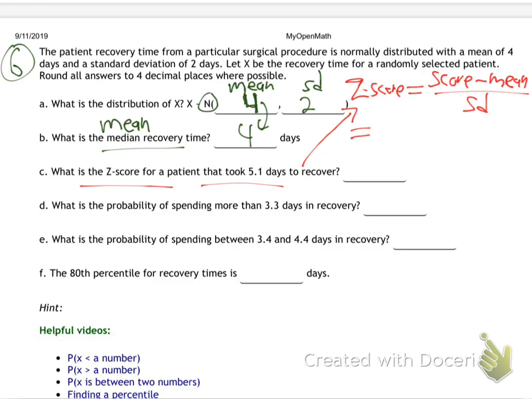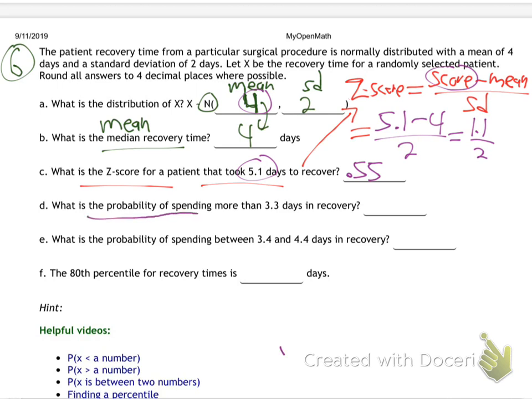So, score, so that's the 5.1 days, minus the mean, which is 4, over the standard deviation of 2. Hit the buttons on your calculator. It'll be 1.1 divided by 2. So whatever the calculator says, 0.55. So that was kind of out of the blue. Again, that will not be on exam 2.